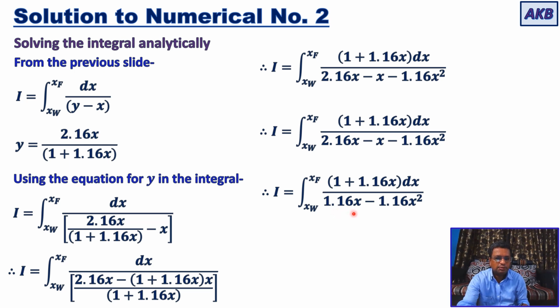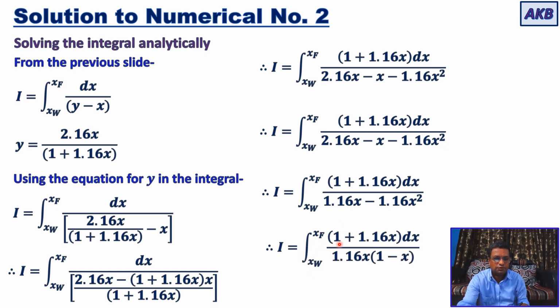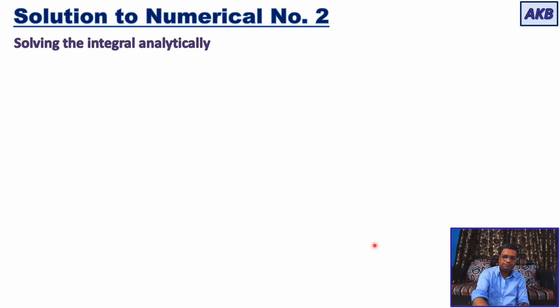1.16x can be taken out as a common term. So therefore you have integration from xw to xf (1 plus 1.16x) dx divided by 1.16x into (1 minus x). Now over here I have taken 1.16x common in the denominator. Okay, next.